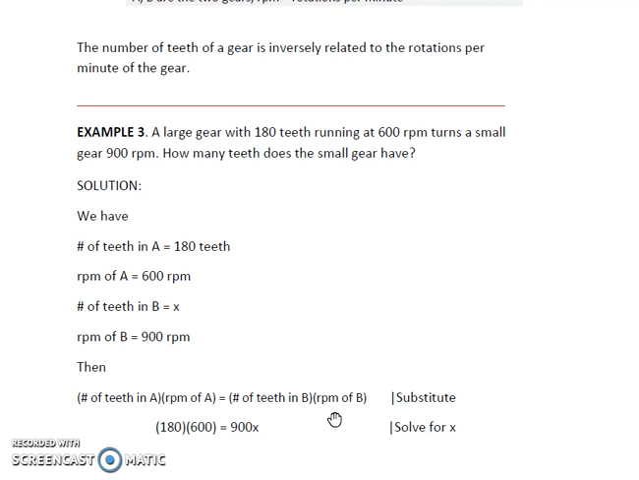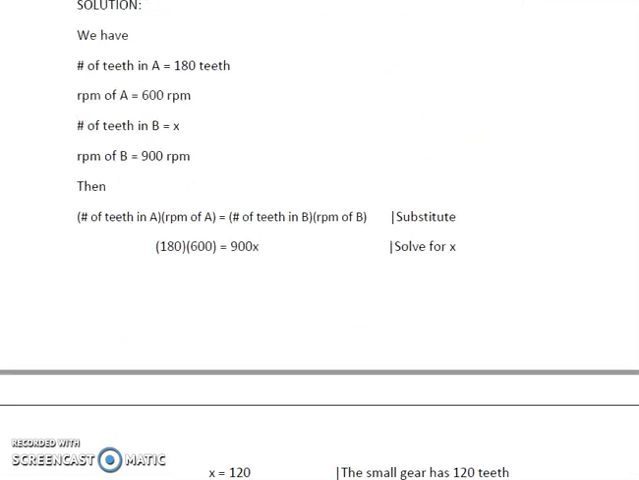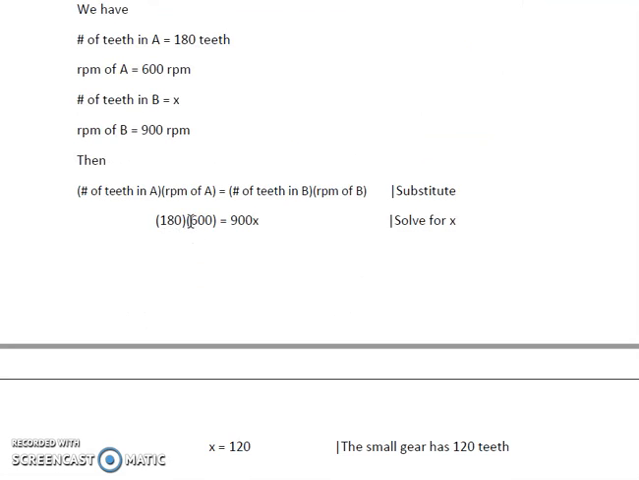We'll plug all this into our formula. Notice it's two products, as it should be for inverse variation. Plug all this in to our formula, what we know, and x for the unknown number of teeth for gear B, and then we just have to solve. So multiply 180 times 600, divide by 900 to get x equals 120. So the small gear has 120 teeth.